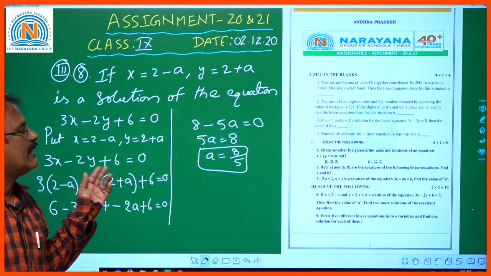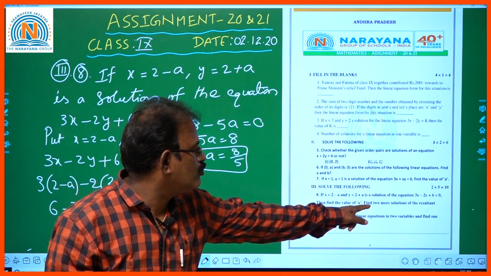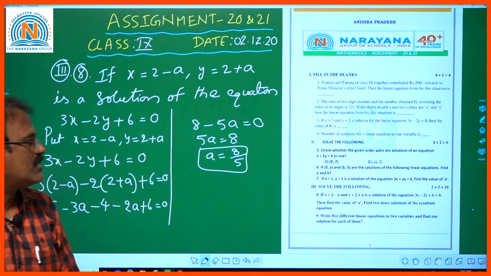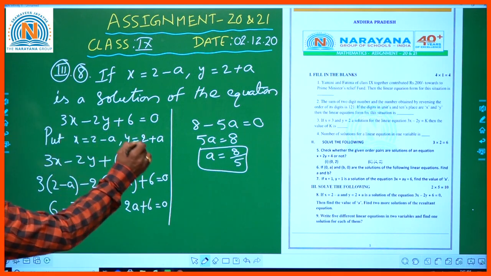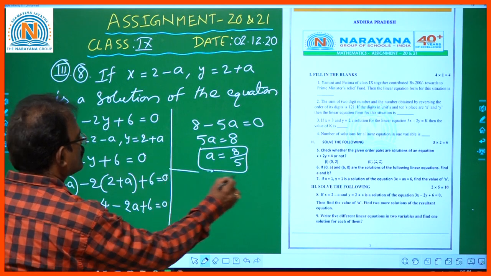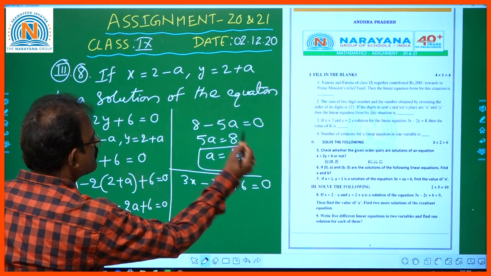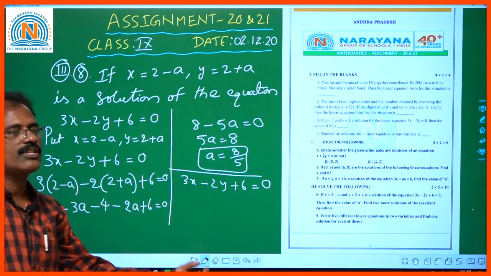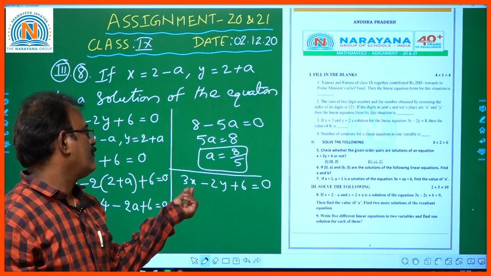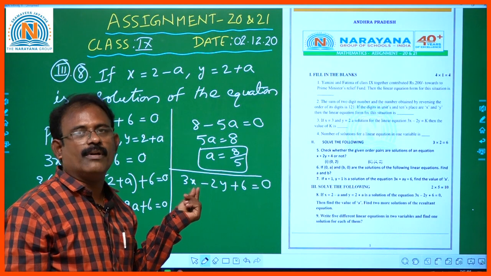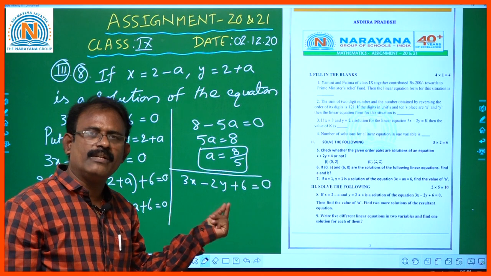Okay. So after you find the value of a, find two more solutions of the resultant equation. Suppose this is 3x minus 2y plus 6 is equal to 0. How to get the solutions? Every point which satisfies the equation is a solution. So for every x belonging to the real numbers, there will be a corresponding value of y.